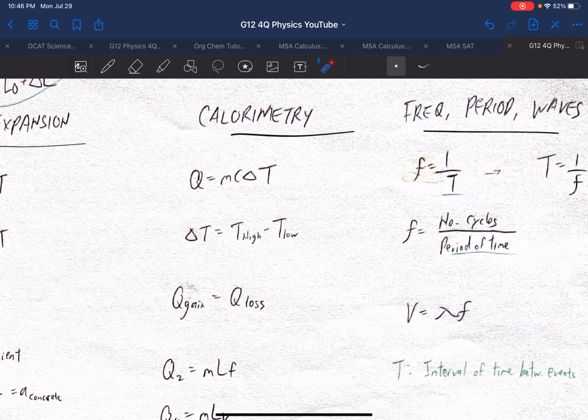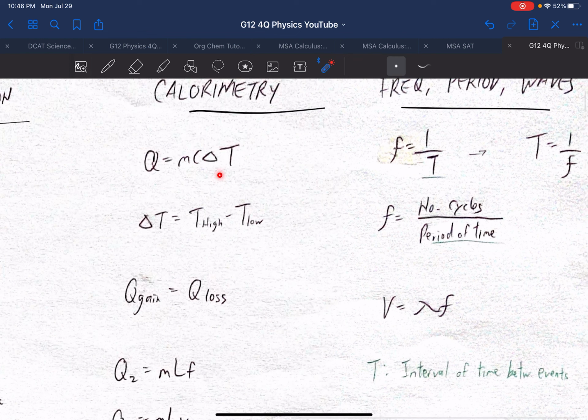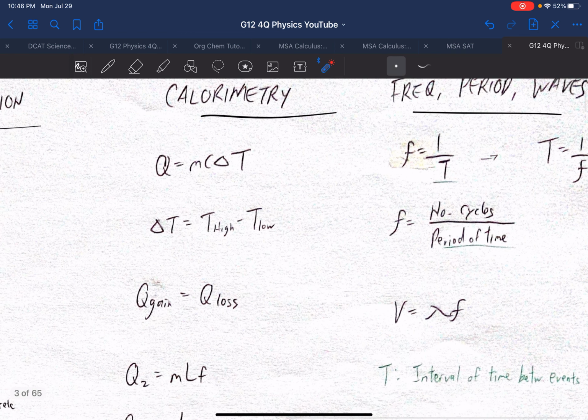Anyways, we'll get to that too later. But sure, M is mass, C is specific heat, and delta T is the change in temperature. What is the change in temperature? That's temperature high minus temperature low. Before, my teacher used to say that it was supposed to be TF minus TI, but it doesn't work in all scenarios. So a safer approach is that delta T is equal to T high minus T low.